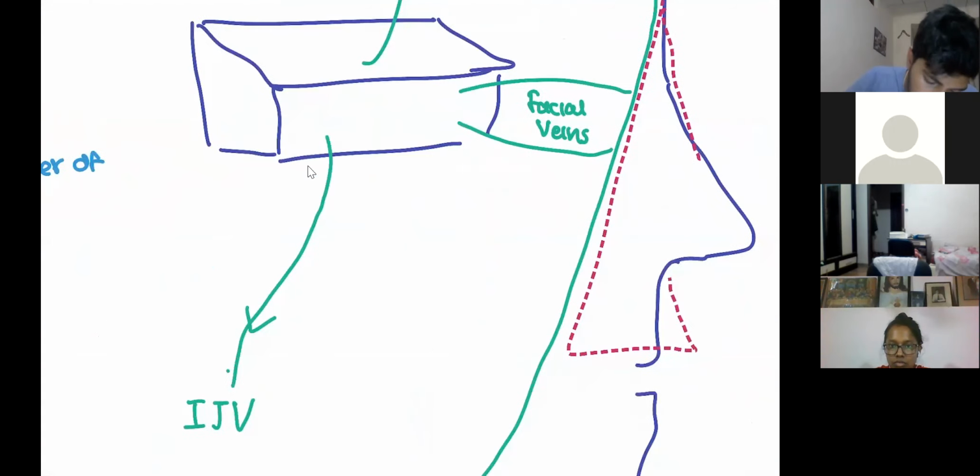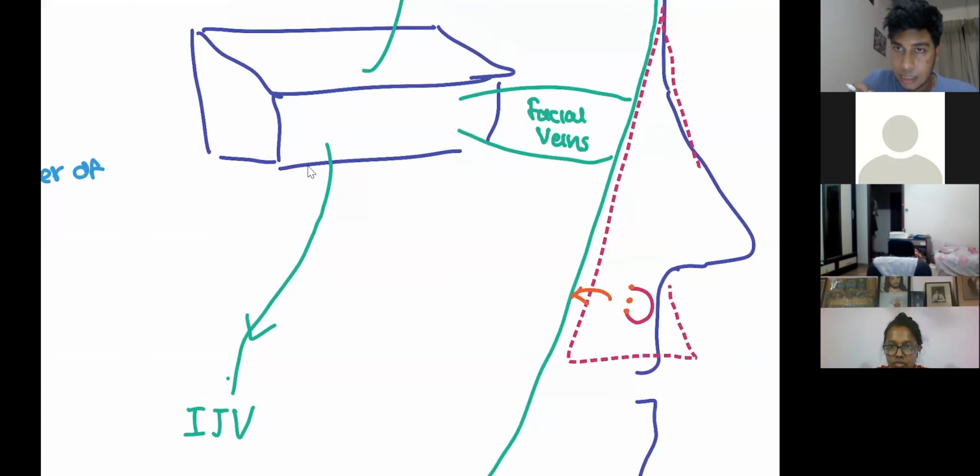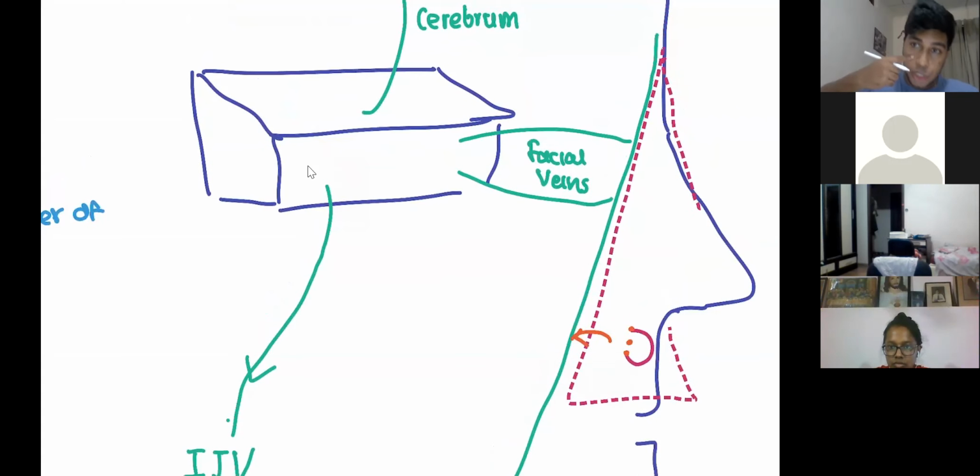Now what happens if you get a pimple here and you pop it? Bacteria can enter into the veins. The problem is these veins do not have valves. So each time you push it, you can push it all the way to the cavernous sinus.